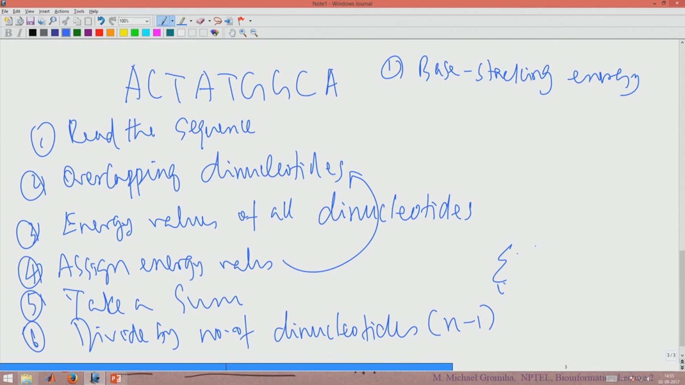You can put G_BS of I. So, I is the number of dinucleotides, I stands for the dinucleotides. So, add up, then divide by this N minus 1, where N is the total number of nucleotides. So, we will get the values.